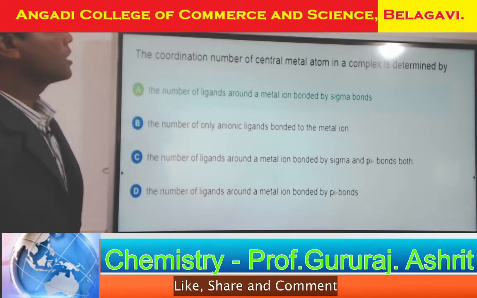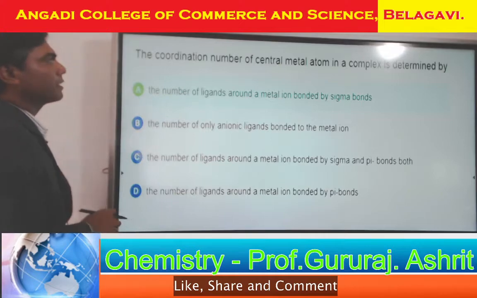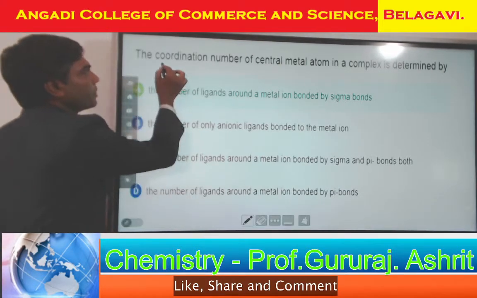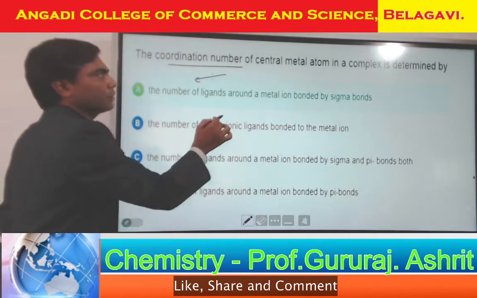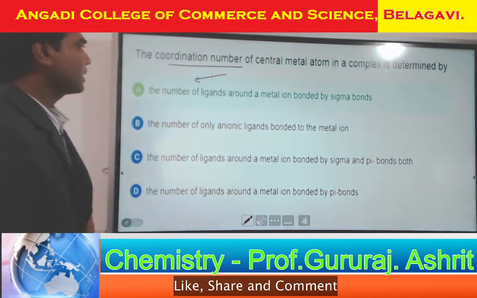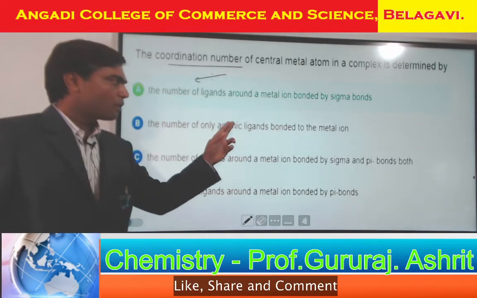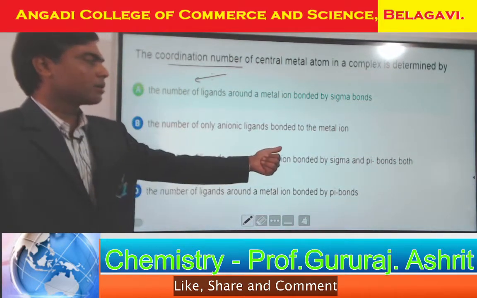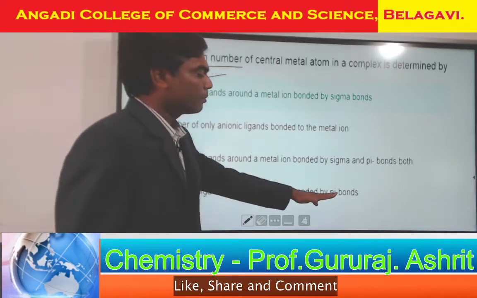The coordination number of the central metal atom in a complex is determined by which factor? Already you know coordination number means the number of ligands which will donate the electron. The options: number of ligands surrounded by sigma bonds, number of anionic ligands bonded to the metal ion, number of ligands around the metal ion by sigma and pi bonds, number of ligands around the metal ion by pi bonds.